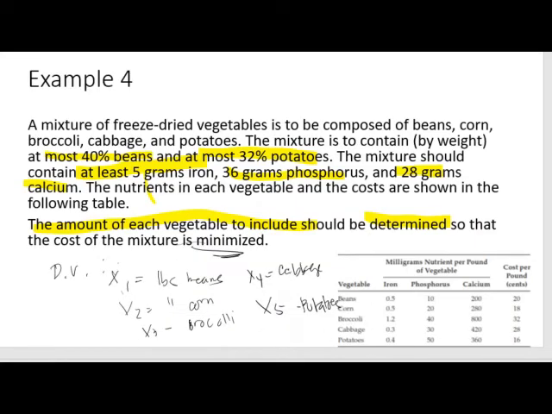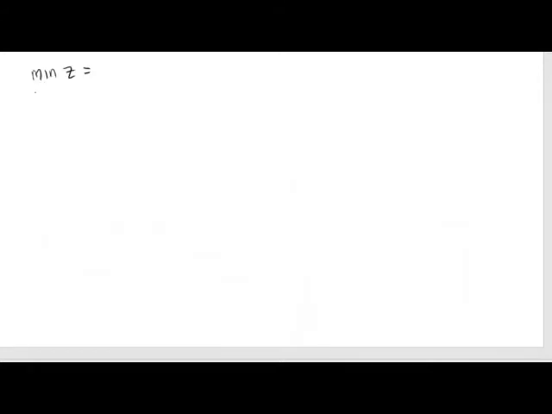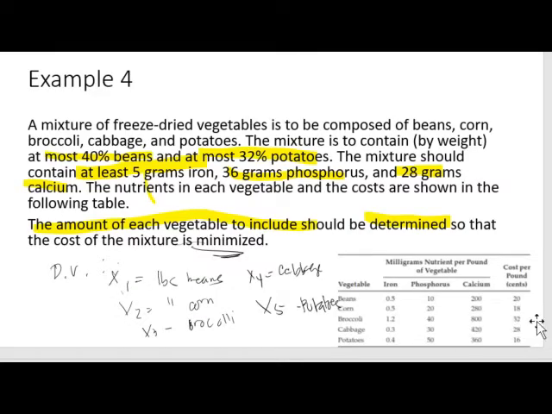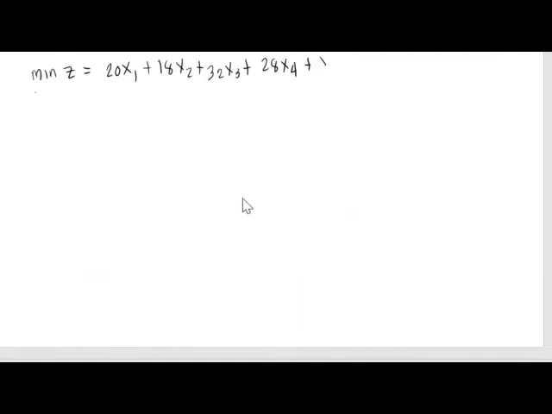Lagay natin yung cost: 20, 18, 32, 28, 16. 16 nga ba? 20, 18, 32, 28, 16.